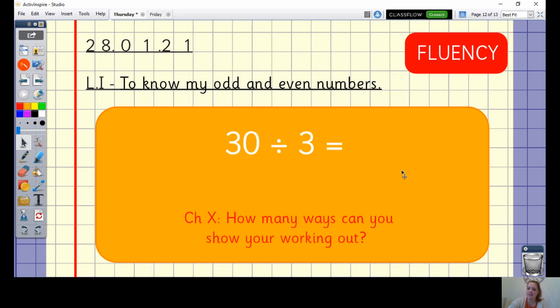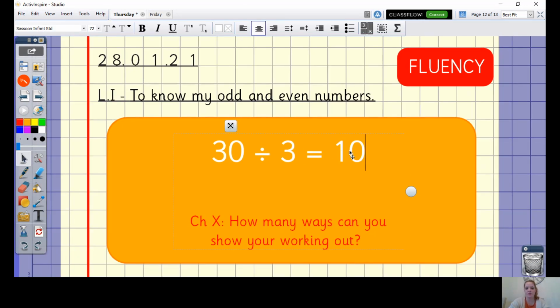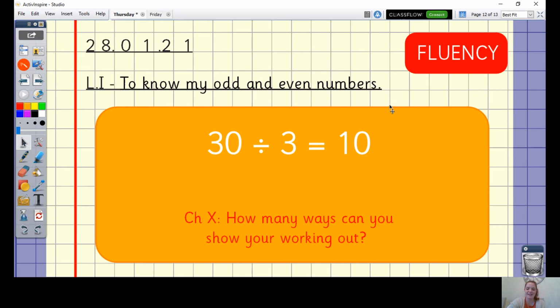Okay, so let's come back together then. So 30 divided by 3 equals 10. Okay, so well done if that was the answer that you found as well.